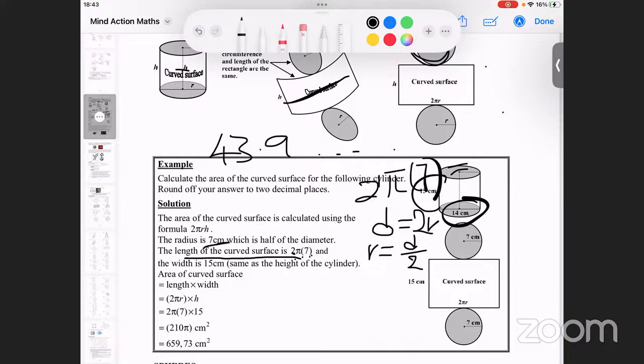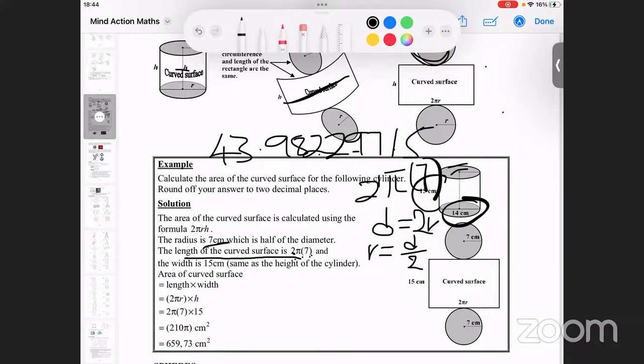It's 43.98229715. So when you're still calculating, you only round off the final answer. You don't round off while calculating, because if you do, your answer is going to be slightly wrong. It's not going to be the same as the one they're expecting from you. It's going to be slightly different from the one you're supposed to give.